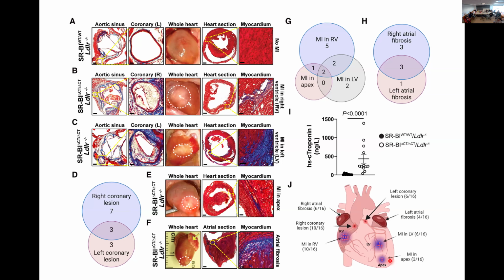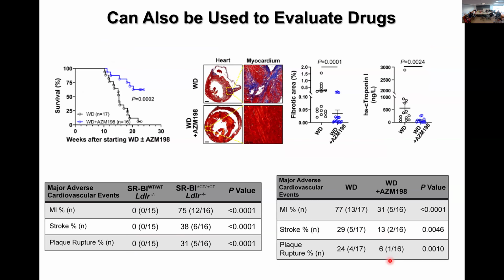One of the nice things about it, like I mentioned, is you can test it for therapeutics. In this paper, they took a myeloperoxidase inhibitor and gave it to the mice. Here are the mice that did not get the inhibitor. They just got the Western diet. And of course, you see the same mortality over 25 weeks. But the mice that got the inhibitor had about a 60% reduction in mortality.